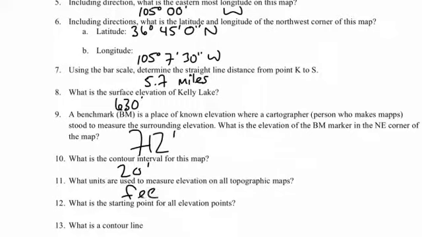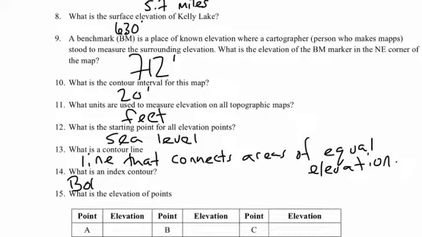What are the units used to measure all elevation points? That's feet. What is the starting point for all elevation points? That's sea level. Next, what is a contour line? It's a line that connects areas of equal elevation. Next, what is an index contour? It's a bolded and labeled contour line.